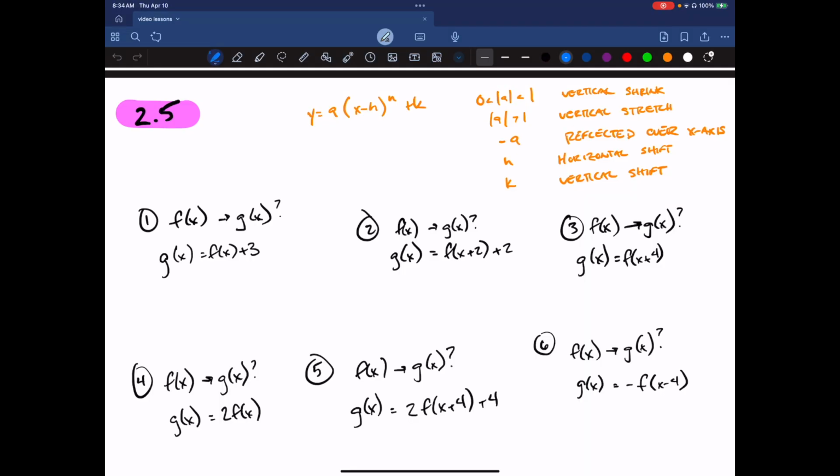Hey guys, and welcome to 2.5. In this lesson, we're going to be talking about transformations of functions. While you can do this on the graph itself, which we'll look at a little later, we can do most of this algebraically. And so first off, let's get started with talking about this stuff up here.